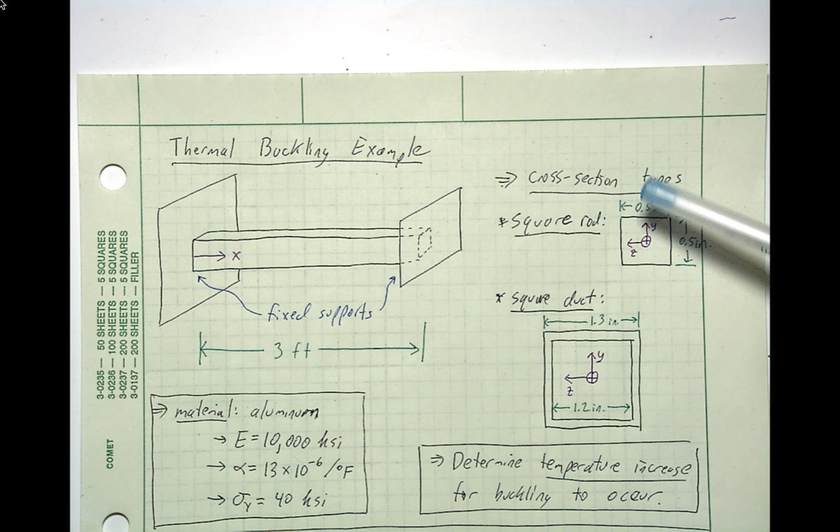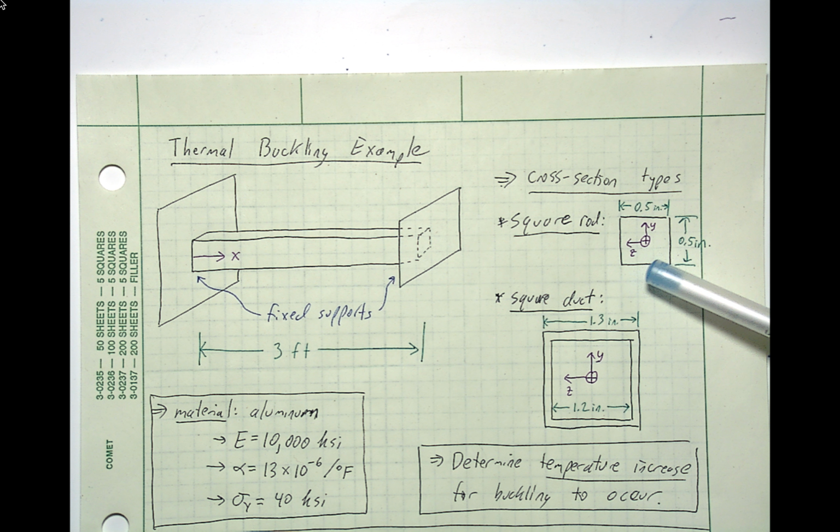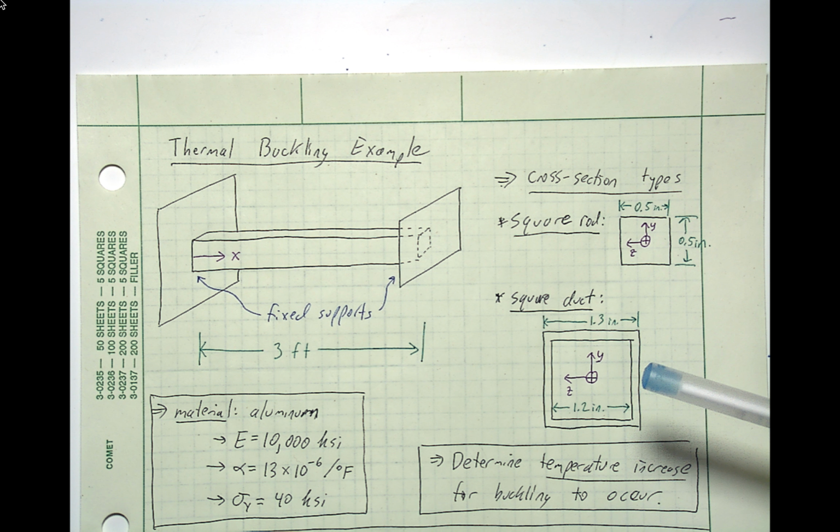And we're going to consider two different cross-section types. And we'll see why we choose these two in a second. One is a square rod, so a solid square rod that is 1/2 inch in both lengths, so it's a square. Also a square duct, so on both lengths it's 1.3 inches, and the inside is 1.2 inches. So the wall thickness here is 0.05 inches, 1/20th of an inch thickness.